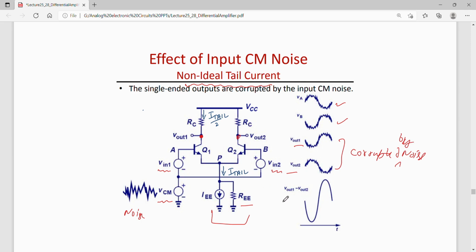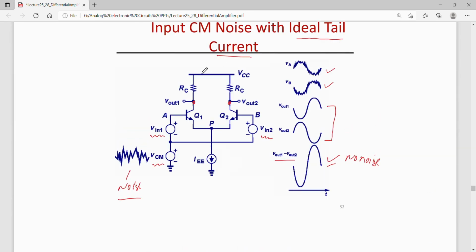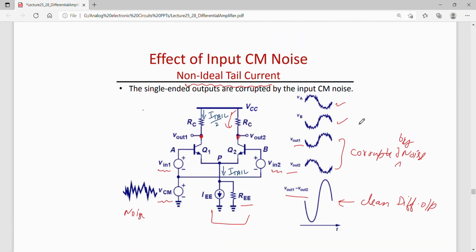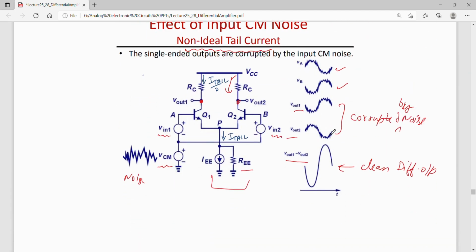But the differential output rejects this noise from the inputs and also any noise coming from the ripple from VCC. Okay. So the differential output is clean here also. So clean differential output without any noise. Okay. So in the previous case also the differential output was clean without any noise. Okay. But in the previous case the single-ended outputs were also clean without noise. But here in this case the single-ended outputs are corrupted by noise.